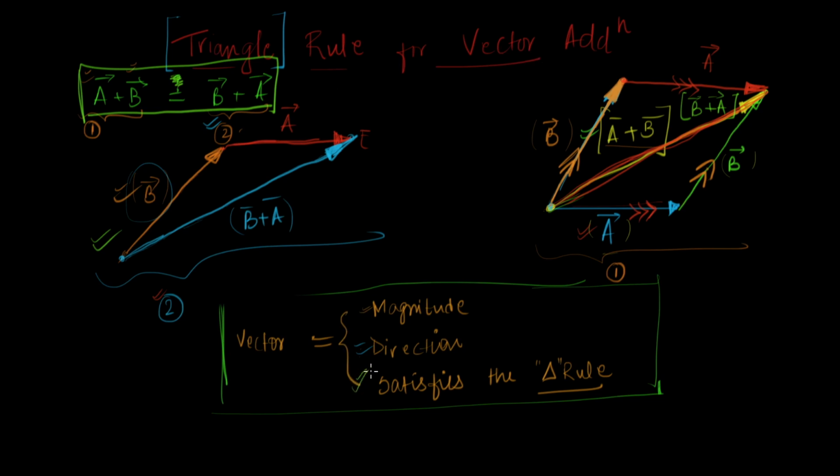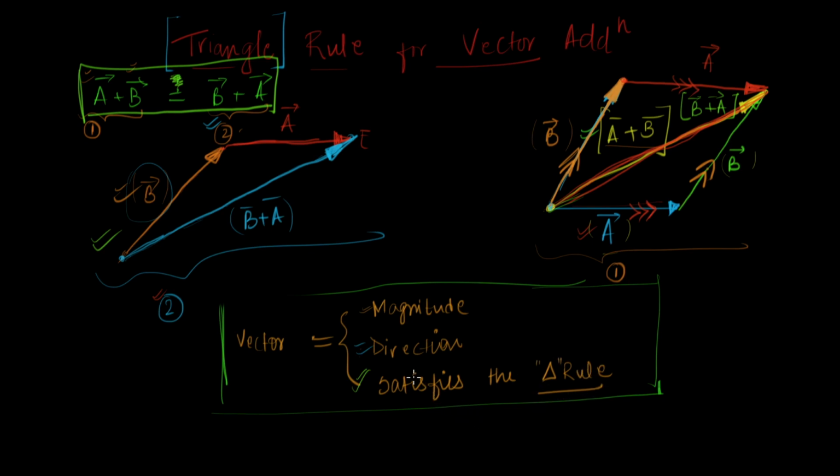So in this video, we talked about three points. We talked about the fact that if two vectors are identical, they must have the same magnitude and the same direction. Now, to define a vector, you must allow it to possess some magnitude, give it some direction, and also ensure that it satisfies the triangle rule.